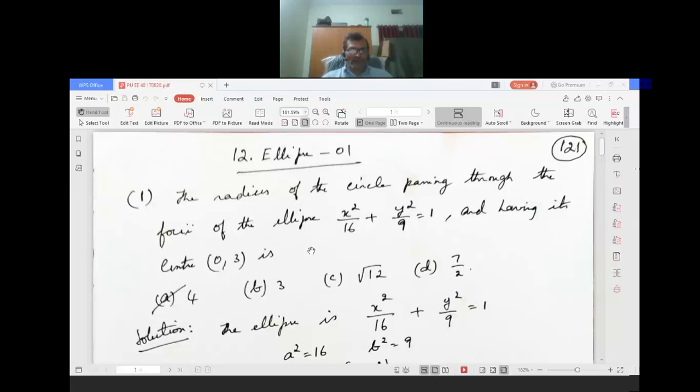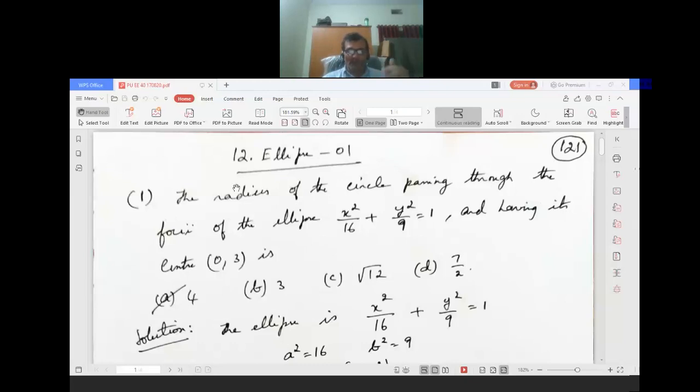So today we discuss the 12th topic, that is ellipse. It's another part of conic section. One part is already over in the 11th topic, that is parabola. Today is the 12th topic, that is ellipse. In ellipse it is the first session, so it is the first problem.